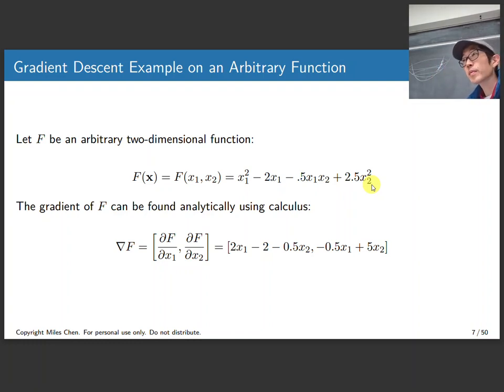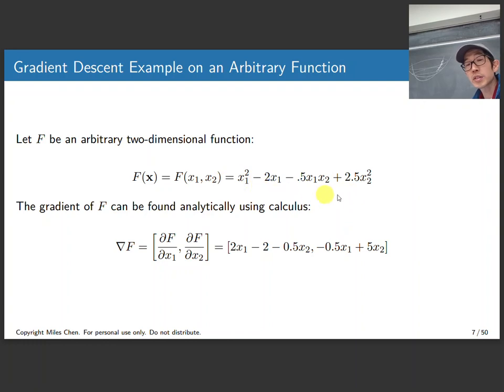And so we can find the gradient using calculus, okay? So I'm going to just do partial derivatives. So remember, the definition of the gradient is the vector of partial derivatives. So I've got the partial derivative of f with respect to x1, and I have the partial derivative of f with respect to x2. So if I take the partial derivative of this thing with respect to x1, here I'm going to get 2x1 minus 2 minus 0.5 times x2, okay? There's no x1 term here, so this zeroes out. So that's the first partial derivative, 2x1 minus 2 minus 0.5x2.